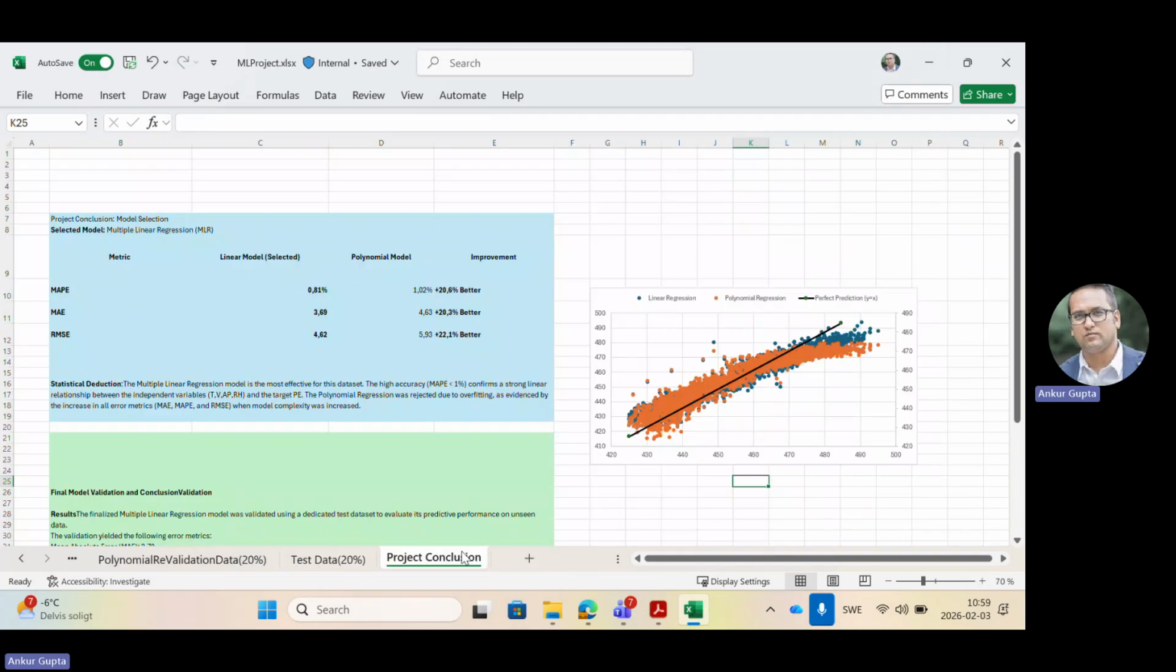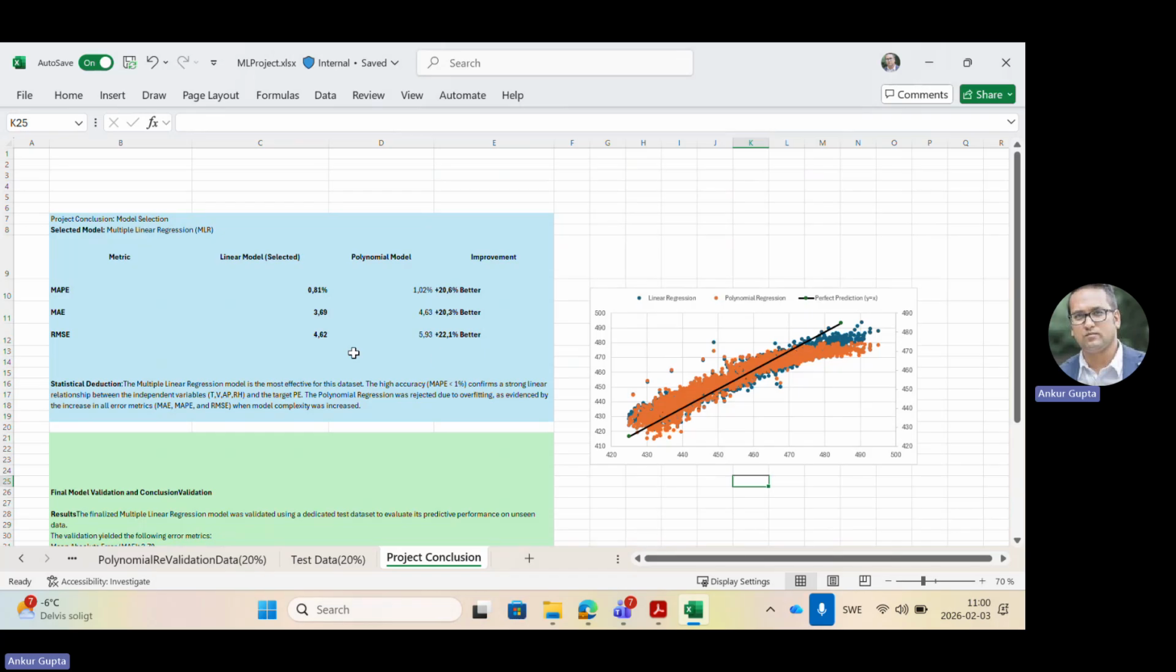So we made a graph comparing linear regression and polynomial regression. As you can see, the linear regression was 20% better when it comes to MAPE, 20% better when it comes to MAE, and approximately 22% better when it comes to RMSE. So our statistical deduction was that the multiple linear regression model is most efficient for this data set.